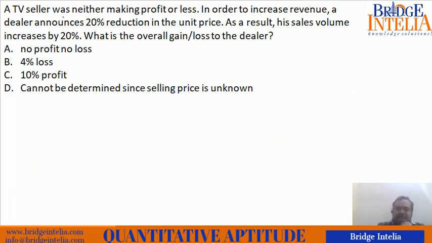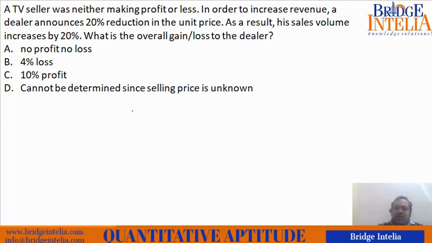A TV seller was neither making profit nor loss. So in order to increase revenue, a dealer announces a 20% reduction in the unit price. As a result, his sales volume increases by 20%. What is his overall gain or loss to the trader? So what is the money received by the trader? He is selling televisions. So how much money will he receive by selling televisions? The number of television sets sold.